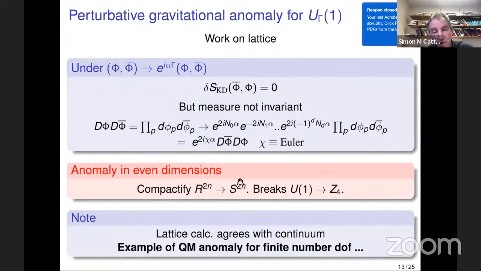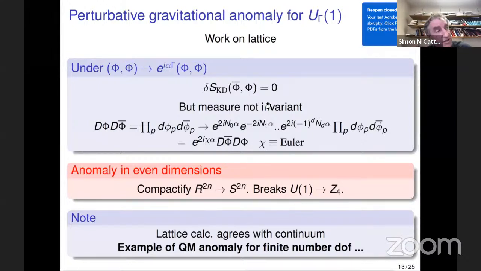In odd dimensions, if I do the same thing, it vanishes because the Euler characteristic of an odd dimensional sphere equals 0. All right. So this has anomalies only in even dimensions, sort of like the chiral anomaly too, but it's not the usual chiral symmetry. So I can do this calculation. I just sketched it for you quickly, but it's not much more to flesh it out.